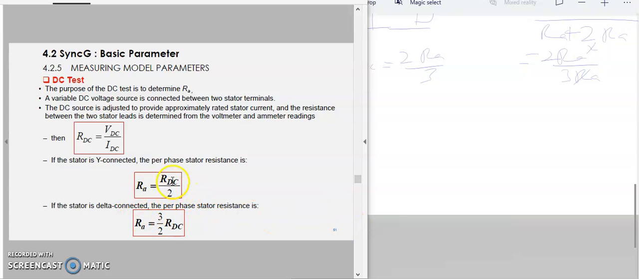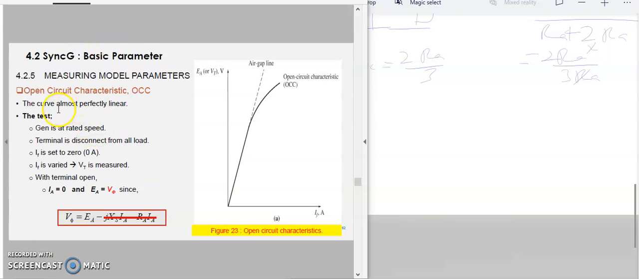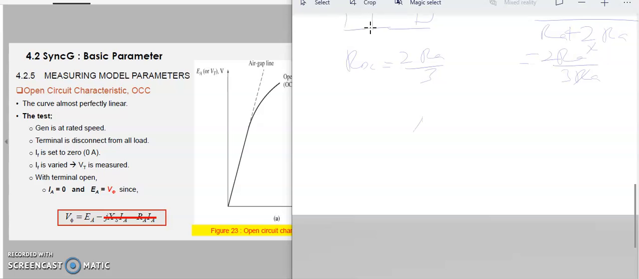Then we can calculate the RA later on, because RA is equal to the RDC that we have plotted or calculated, divided by 2 for a Y connected system, and multiplied by 3 divided by 2 for a delta connected system. And then we perform the open circuit characteristic, and let's say we have our delta connected system open circuit test.